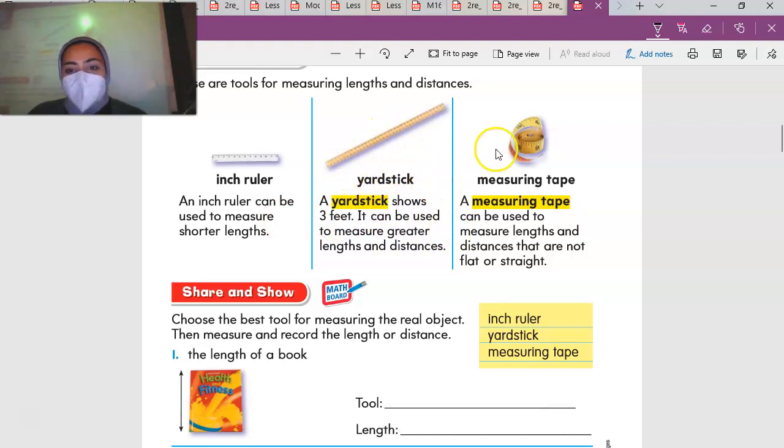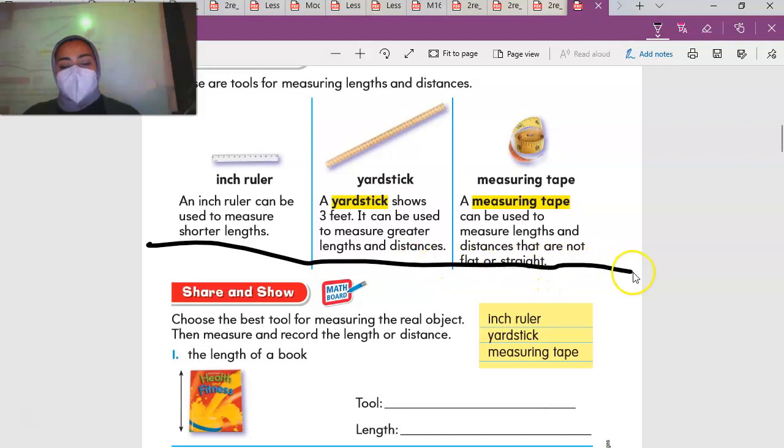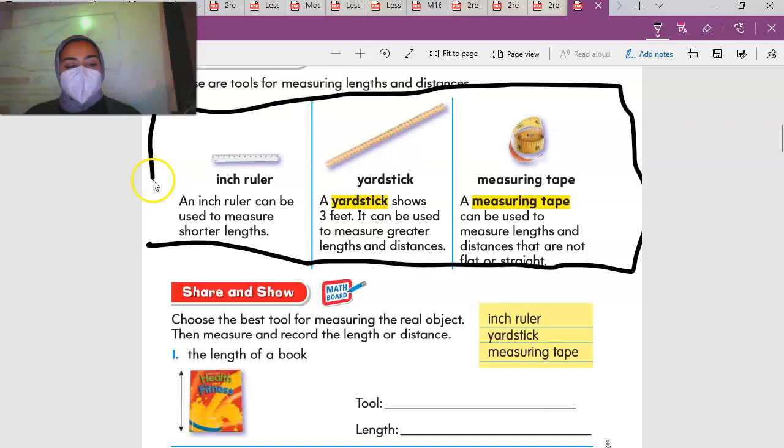Choose the best tool for measuring the real object, then measure and record the length or distance. So let's talk about our book. The length, look at the arrows. The arrow shows you how you're measuring. You're measuring up and down. You're not measuring the width. You're measuring the length. So measuring our book, what are we going to use? Are we using an inch ruler, a yardstick, or a measuring tape?